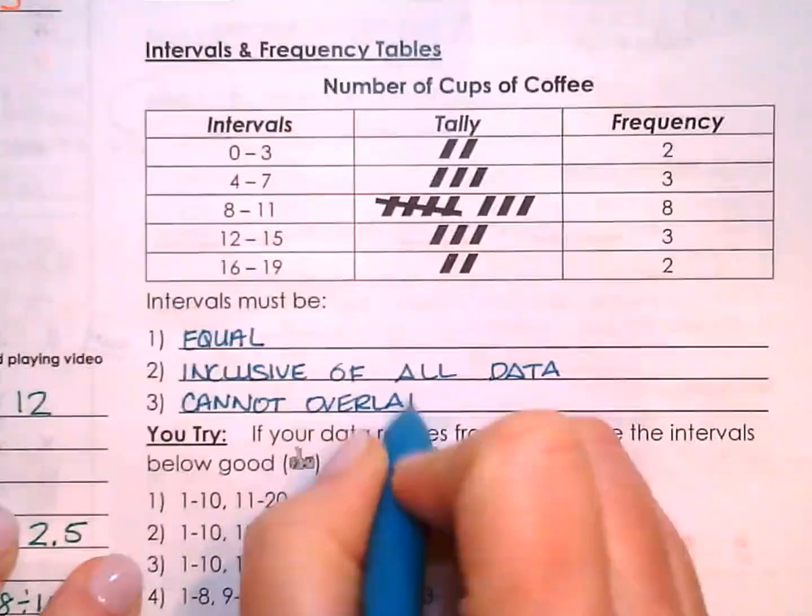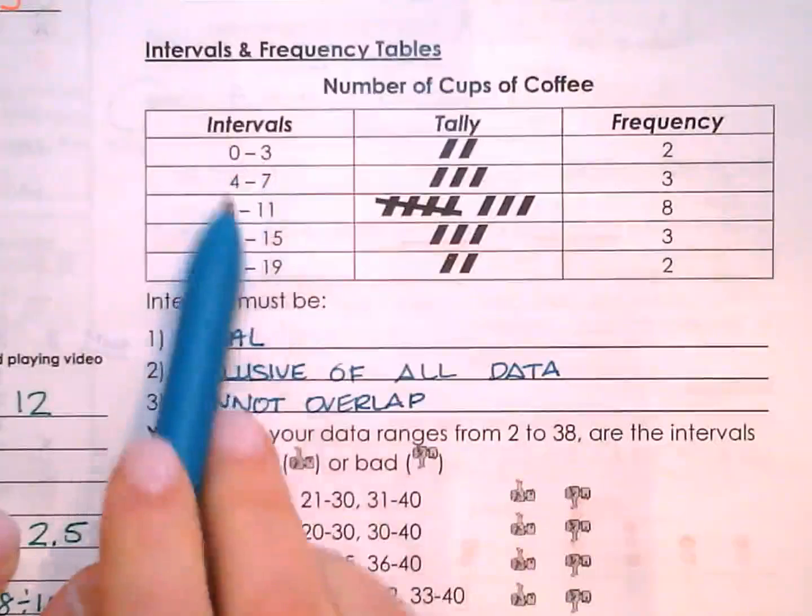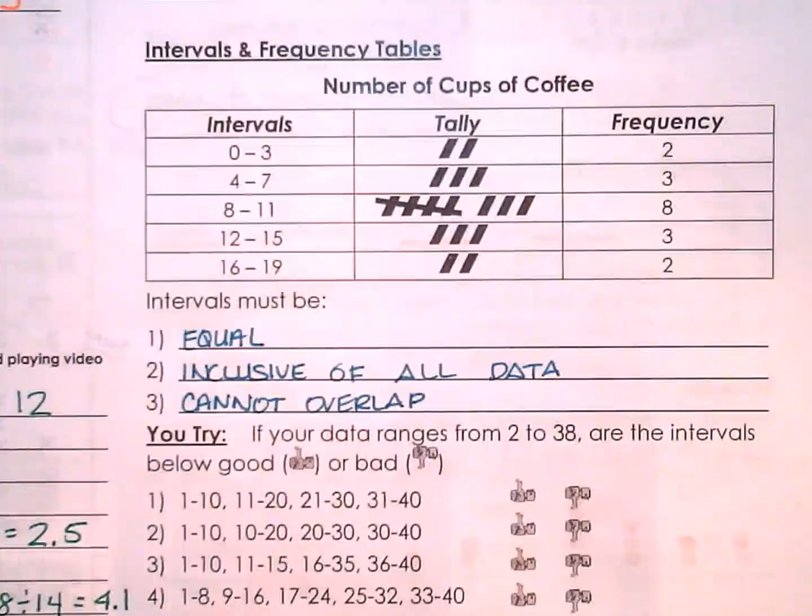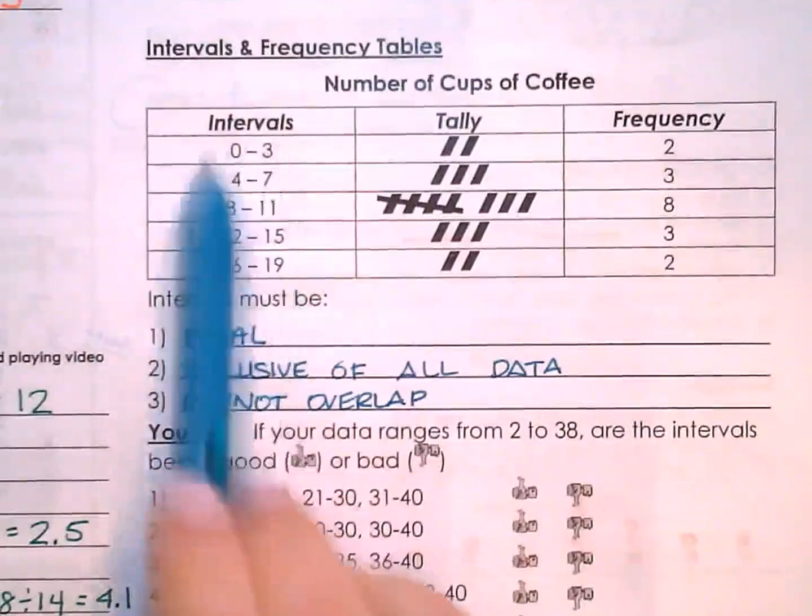In other words, we wouldn't do 0 to 3 and then 3 to 7, because if we did that, we wouldn't know where to put the number 3. So if somebody said that they drank 3 cups of coffee, we need to know exactly where to place that. It can only go in one category.